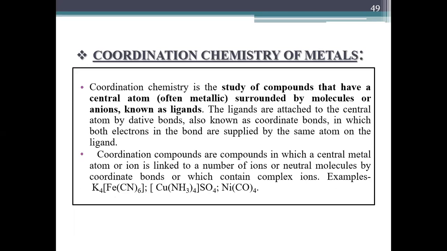So the next topic, which is related to essential and non-essential metals, is the coordination chemistry of metals. Coordination chemistry is the study of compounds that have a central atom, often metallic, surrounded by molecules or anions known as ligands. The ligands are attached to the central atom by dative bonds, also known as coordinate bonds, in which both electrons in the bond are supplied by the same atom on the ligand. Coordination compounds are compounds in which a central metal atom or ion is linked with a number of ions or neutral molecules by coordination bonds, or which contain complex ions.